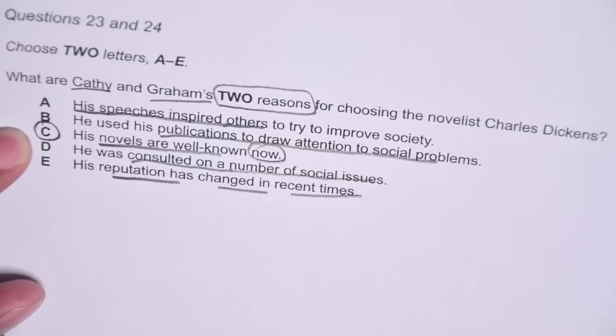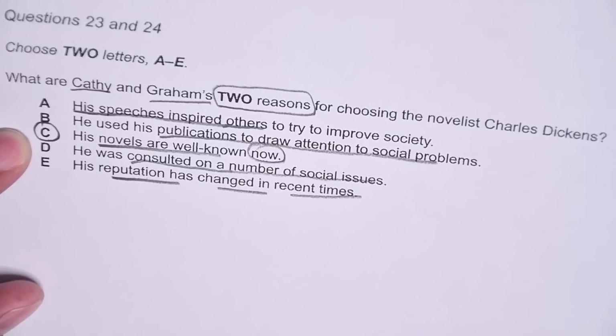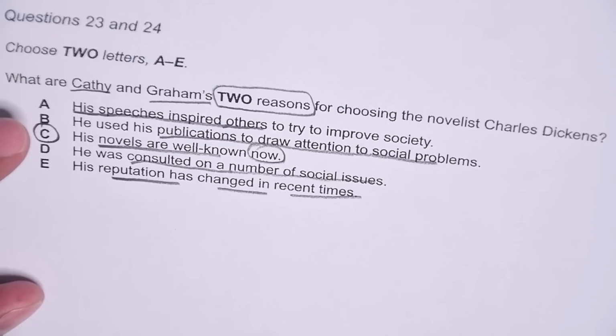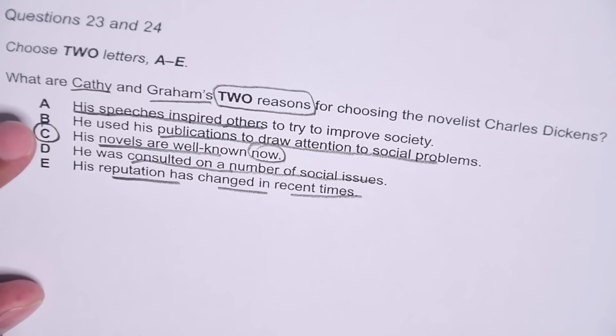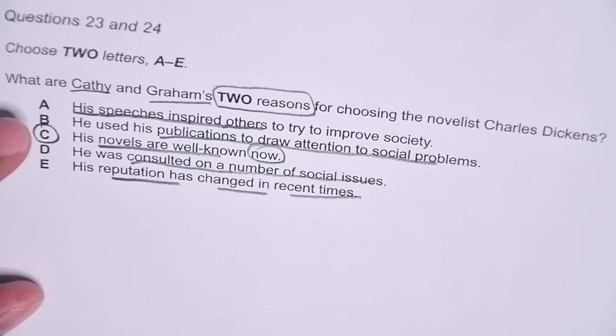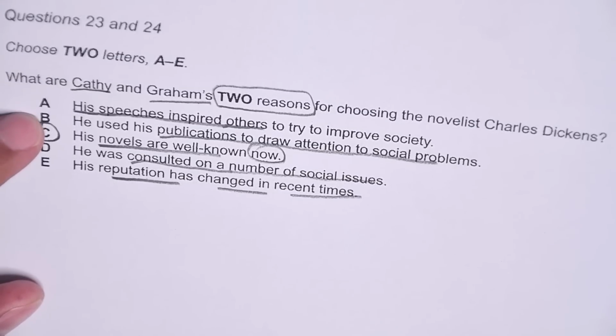Then Graham says, exactly, and his novels show the awful conditions that most people had to live in, don't they? See that? His novels show the awful conditions that most people had to live in. Then they say, don't they? He wanted to shock people into doing something about it. So what is that? He used his publication to draw attention to social problems.